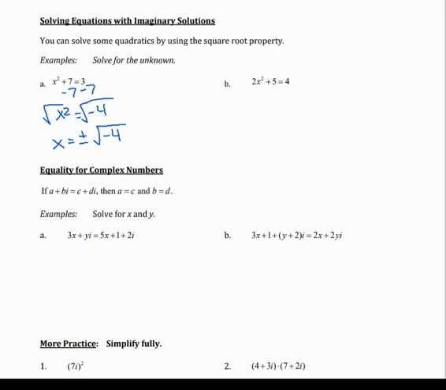I now know that when I have a negative inside, it really just means an i comes out. So I have plus or minus, an i comes out, and the square root of 4 is 2, so x equals plus or minus 2i. You try B. I will give you a little hint, though, that you will have to rationalize. So we'll see how you remember your radical skills. Okay, so give that one a shot.